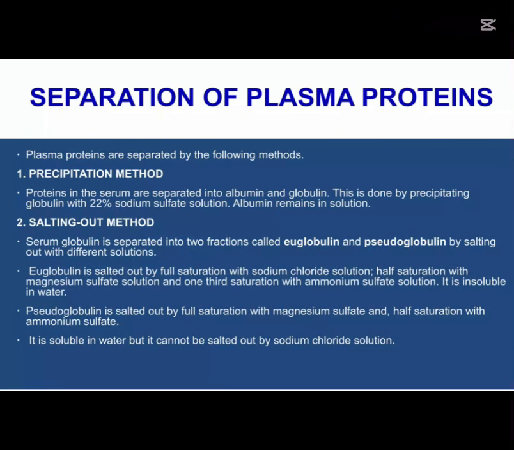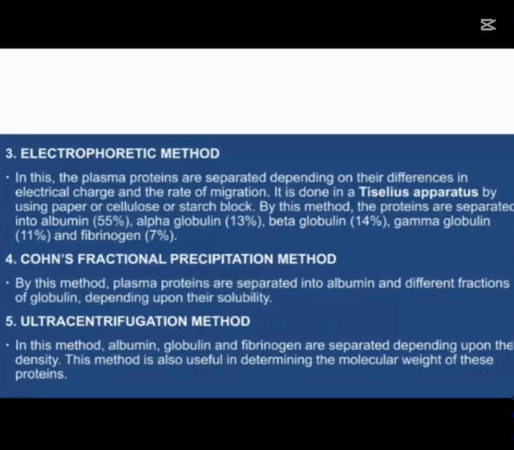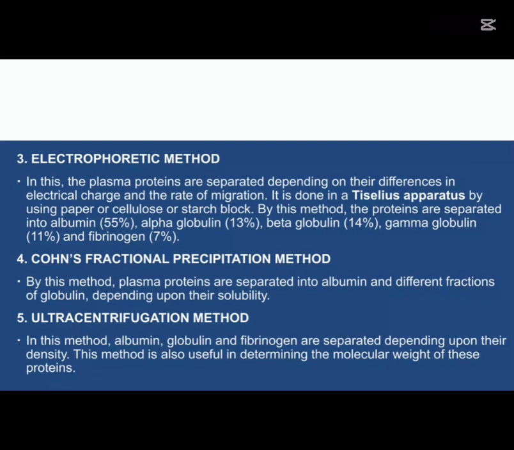The next one is the electrophoretic method. In the electrophoretic method, the plasma proteins are separated depending on their electric charges. So the first one is just by precipitation with sodium sulfate. Second one is by salting out. While the third one is the electrophoretic method, where you separate them by their electric charge. So you are checking the plasma protein that has the highest rate of migration.